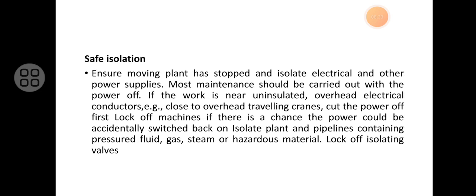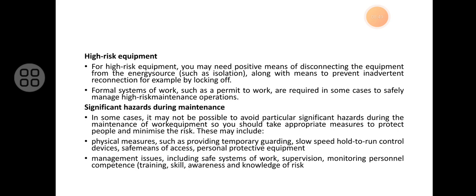Safe isolation. Ensure moving plant has stopped and isolate electrical and other supplies. Most maintenance should be carried out with the power off. If the work is near uninsulated overhead electrical conductors, for example close to overhead travelling cranes, cut the power off first. Lock off machinery if there is a chance the power could be accidentally switched back on. Isolate plant and pipelines containing pressurized fluid, gas, steam or hazardous material. Lock off the isolated valves.